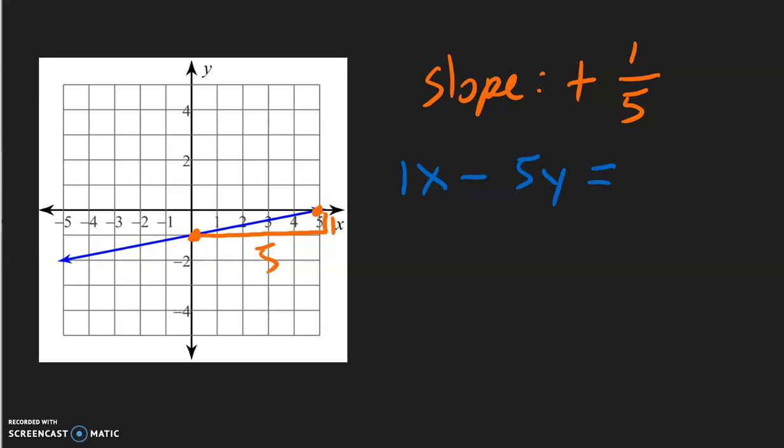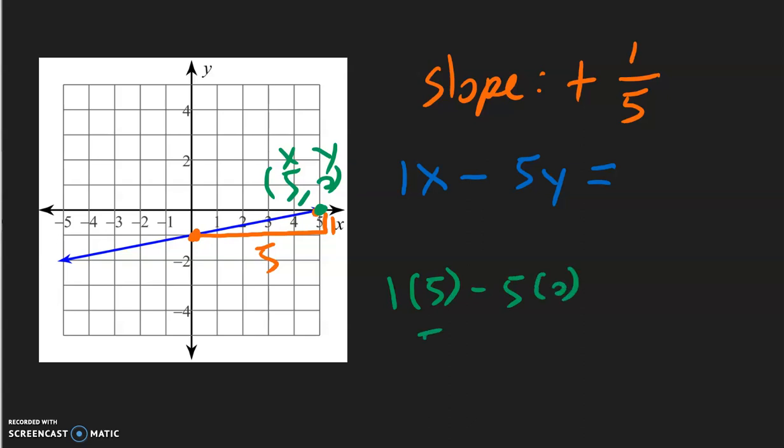Okay, now let's find a point on the line. So we can use any point really. So for this one, I'm going to use the point 5, 0. So x is 5, y is 0. And I really like using points that have 0 for one of the coordinates because when we plug it in, it's very easy. So now we have 1 times x, which is 5, minus 5 times y, which is 0.